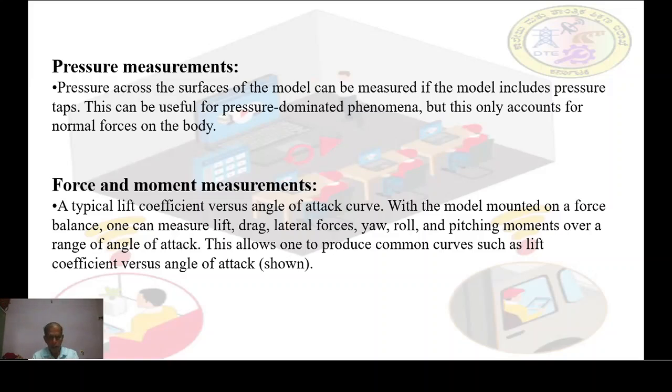Note that the force balance itself creates drag and potential turbulence that will affect the model and introduce errors into the measurements. The supporting structures are therefore smoothly shaped to minimize turbulence.